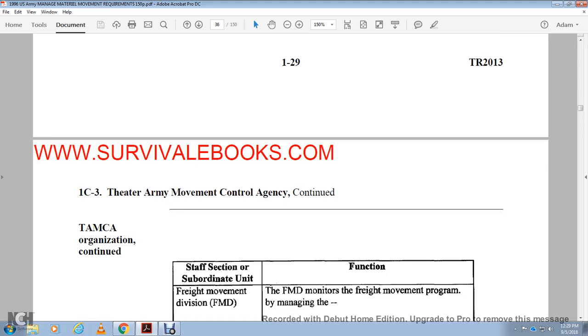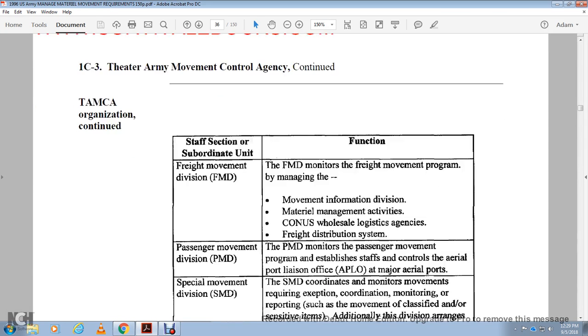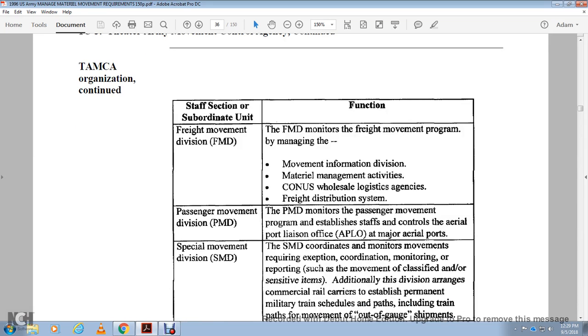Your Theater Army Movement Control Agency continues with the Freight Movement Division. The Freight Movement Division manages the Freight Movement Program, working with the Movement Information Division, Material Management Activities, Accounts, and the Wholesale Logistics Agency on the Freight Distribution Plan and the distribution system.